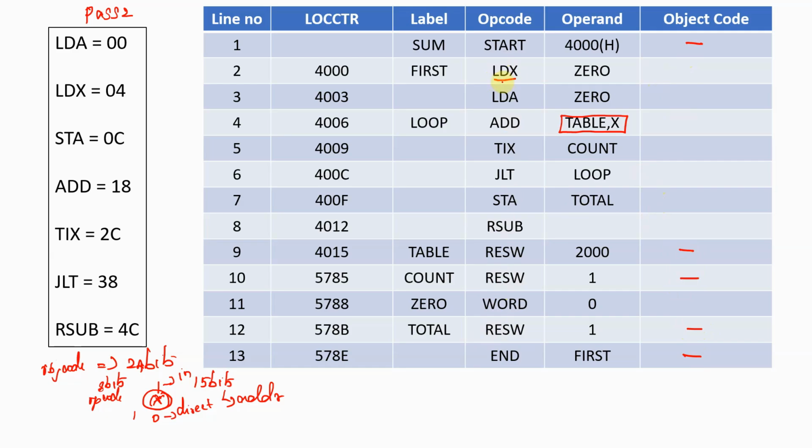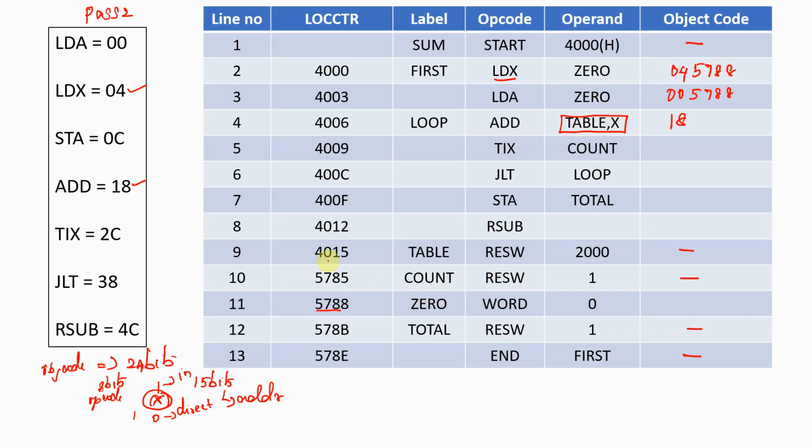Now go with LDX. For LDX, the corresponding opcode is 04 and the corresponding operand is ZERO. ZERO is at location 5788 and it is direct addressing, so I'm just representing 5788. Then LDA will be 00, and for ZERO we have 5788. Then ADD, the corresponding mnemonic opcode is 18, and now the work comes: we have to represent it as an indirect addressing. So here TABLE.